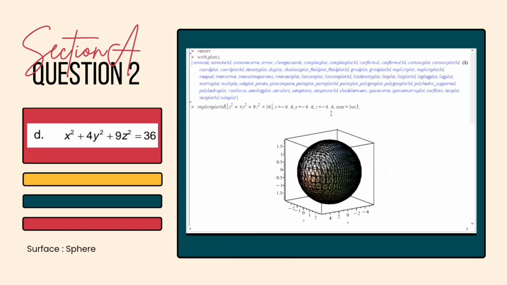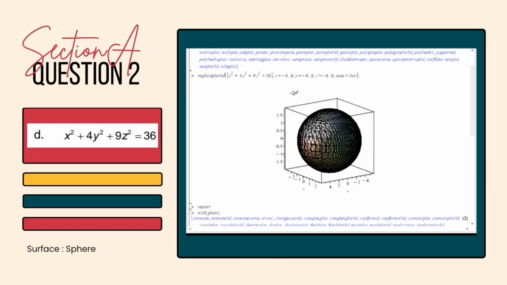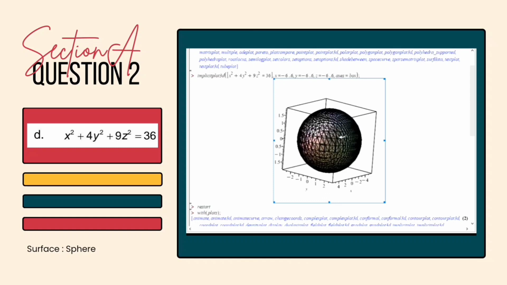comma, x equals to -6 until 6, y equals to -6 until 6, z equals to -6 until 6 with axis box. And for this question, I choose limit of -6 and 6. And this is the diagram that will came out.